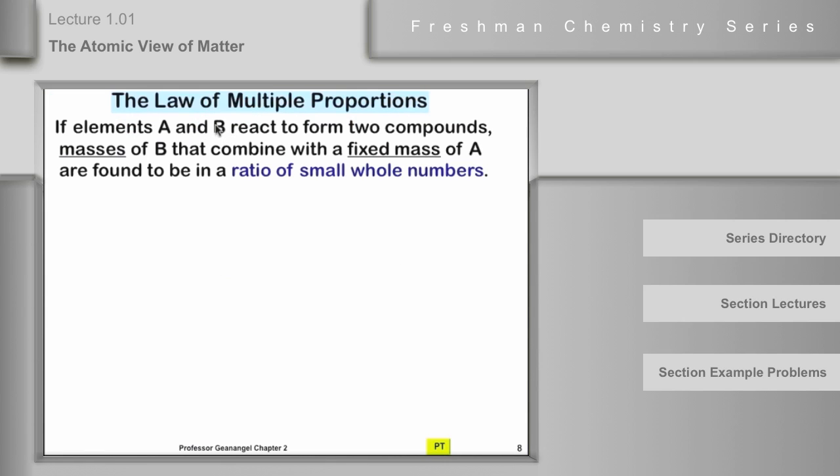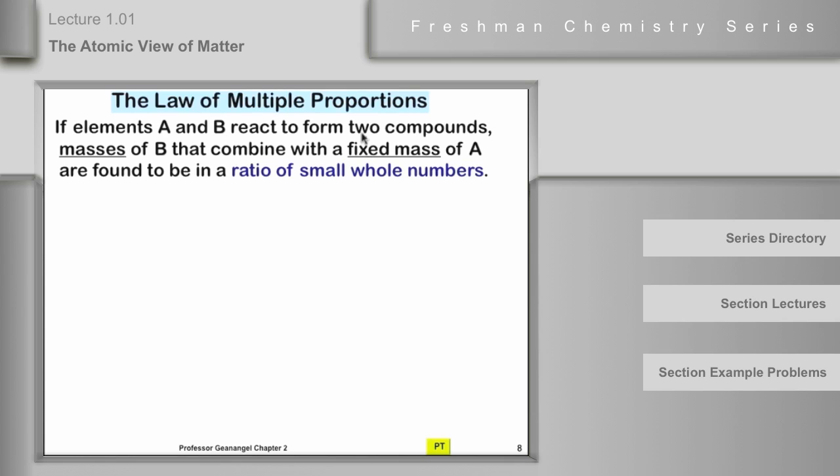In the case where we have two elements that combine to make more than one compound, it turns out that in the laboratory it was found that the masses of one of the elements that combine with a fixed mass of the other one are always found to be in the ratio of small whole numbers. 2 times the mass of A, 3 times the mass of A, 4 times the mass of A, but not 0.17 times the mass of A. Okay?